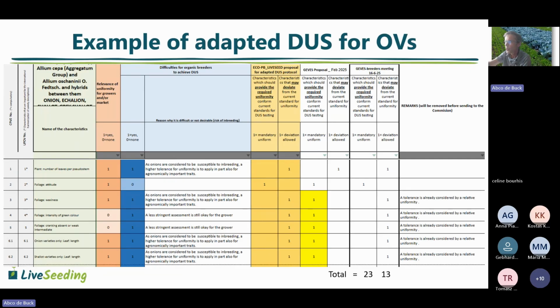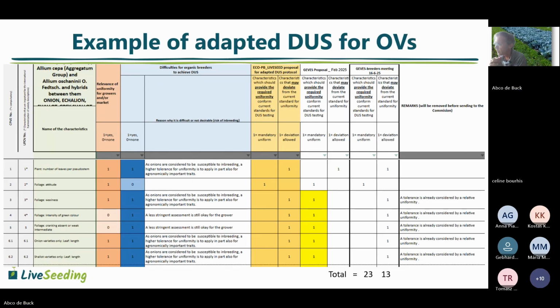Number 3, foliage boxiness. We see that it is important for the grower. It is difficult to achieve. So the breeders suggest that it may deviate from the standard uniformity because it is so difficult. However, CFS objects, because a tolerance is already considered by a relative uniformity.